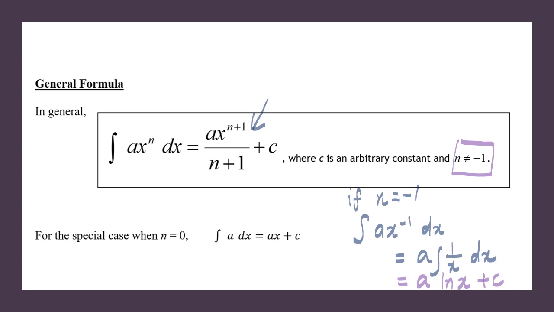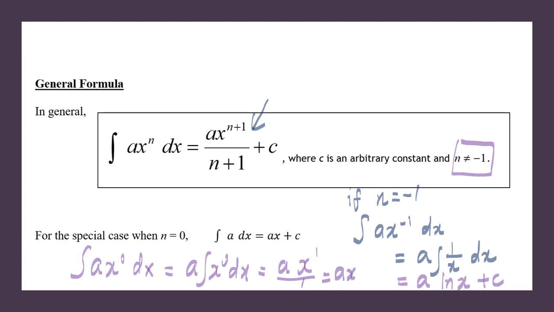So what happens if n is equal to 0? If n is equal to 0, then what you're getting will be a x to the power of 0 dx. And then if you move your a out of your integration sign, what you're getting is the power 0 plus 1 gives you 1, divided by 1. So that gives you ax plus c. C is an arbitrary constant.